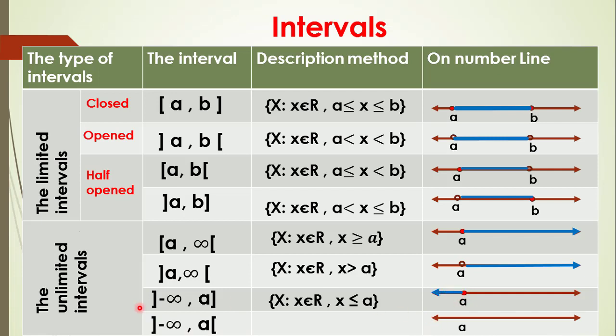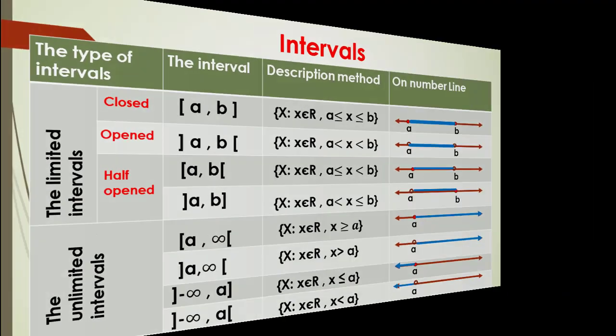In the same way, from negative infinity to A, open at A, so open circle at A, and we will write only x is less than A. Okay, so we have two types of intervals, limited and unlimited. The limited can be closed, open, or half open. For the unlimited, we will use only one inequality sign, and we will have infinity or negative infinity.